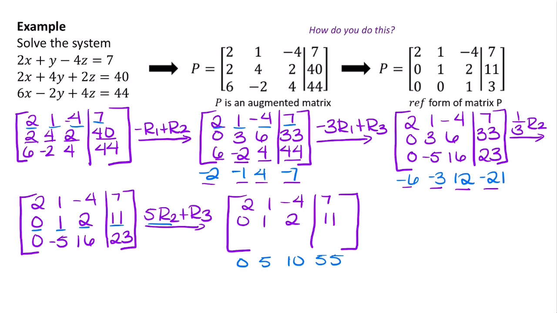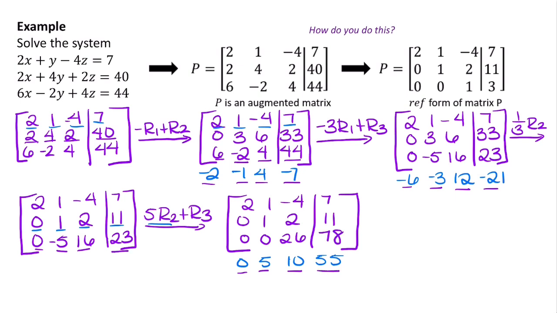And now I'm going to add R3 to that. So we have 0 plus 0, which is 0. Negative 5 plus 5. And now we have that 0 that we needed. 16 plus 10 is 26. And 23 plus 55 is 78.